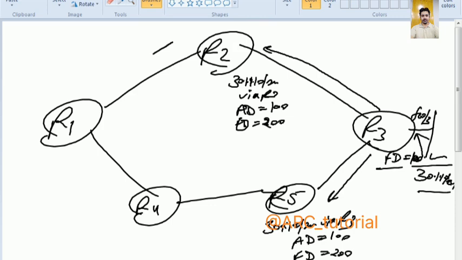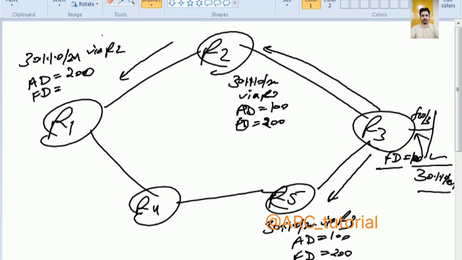Now R2 will give this update to R1. R1 will receive this update from R2 that 30.1.0/24 is reachable via R2, and this time the advertised distance will become 200, because R2 will give its FD to its neighbor R1. So for R1 it will be the advertised distance, and R1 will now calculate its FD, and let's say its FD has now become 300. We are simply assuming it, right?